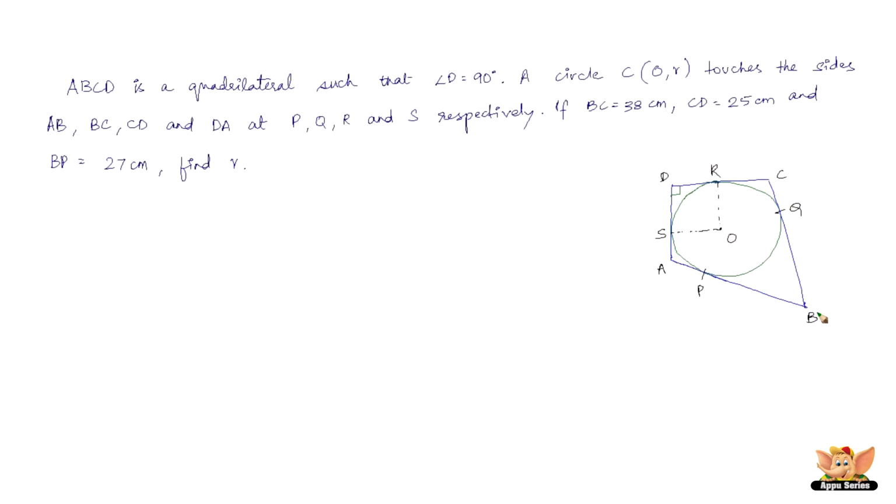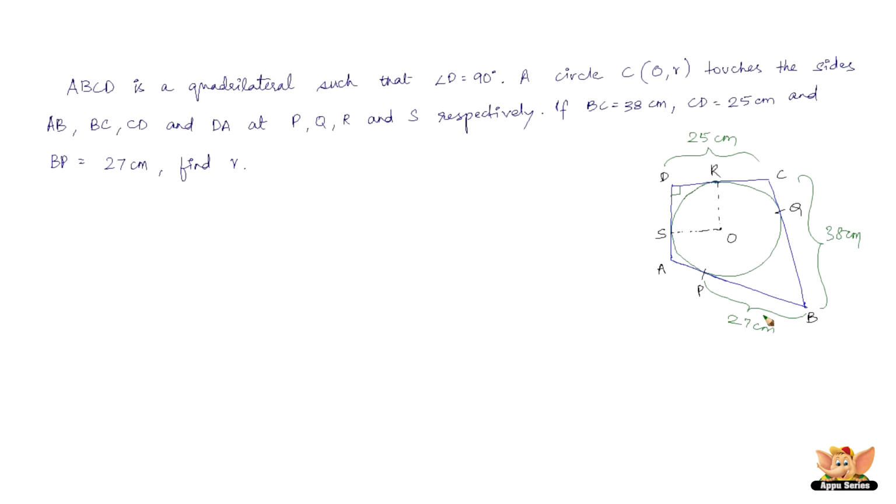If BC is 38 centimeters, and CD is 25 centimeters, and if BP, so yeah, we've got BP, is 27 centimeters, not BA, BP. So if BP is 27 centimeters, we need to find R.